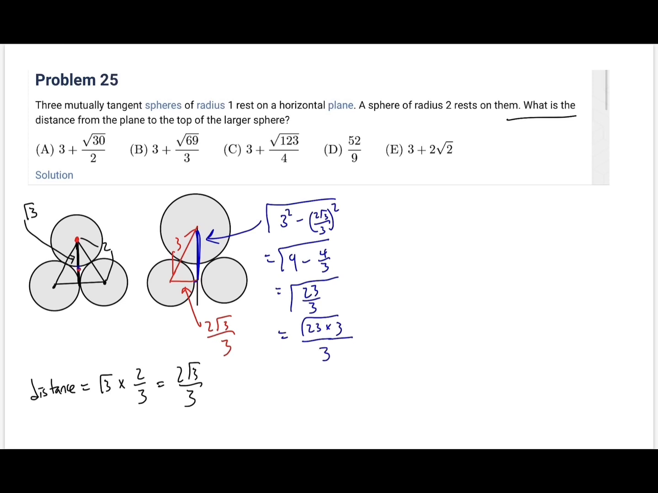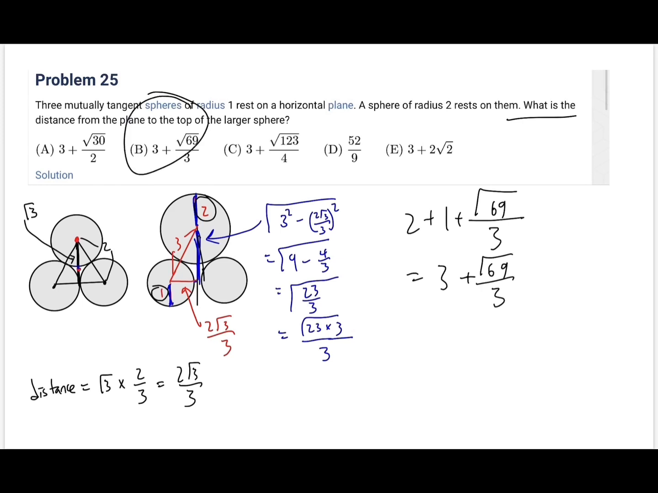And so since this much is 2 and this much is 1, what we want is the sum of these three blue lengths. And so it will be 2 right here plus 1 right here plus this length, which is this. So root 23 times 3 is 69, so root 69 over 3. This is 3 plus root 69 over 3, and so the answer is B. That was problem 25, and thank you for watching.